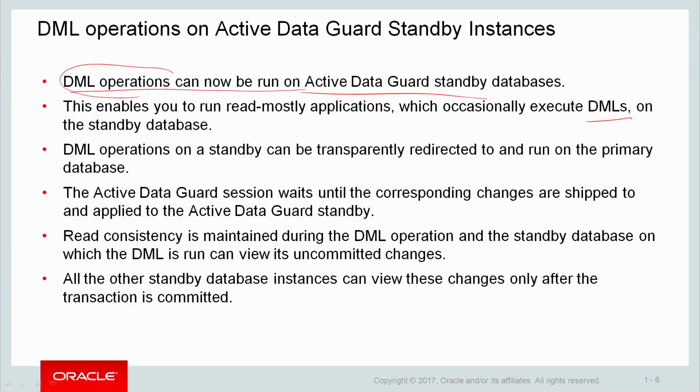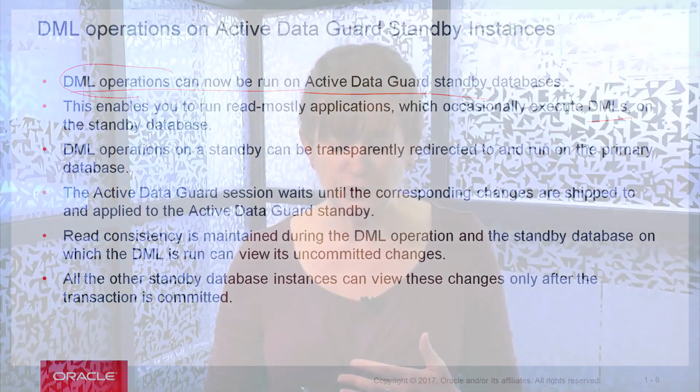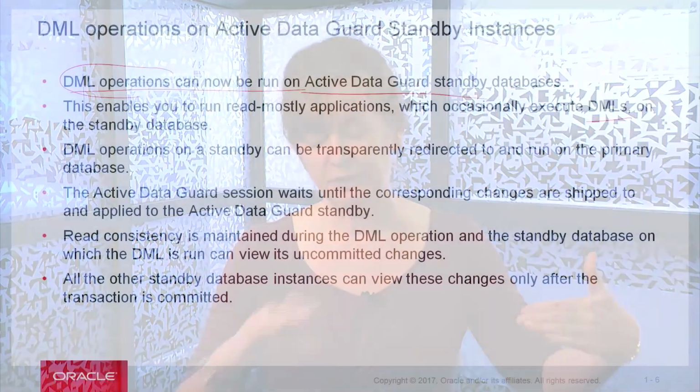Read consistency is maintained during the DML operations, and the standby database on which the DML is run can view its uncommitted changes. So until you commit that data, the only person who can see the data that's been changed is the person who issued that command. Inside their session, that data has been changed. Everywhere else, it hasn't been. All the other standby database instances can view these changes only after the transaction has been committed. When you commit your transaction, it's redirected to be committed on the primary and then will be filtered down into all your standby databases.